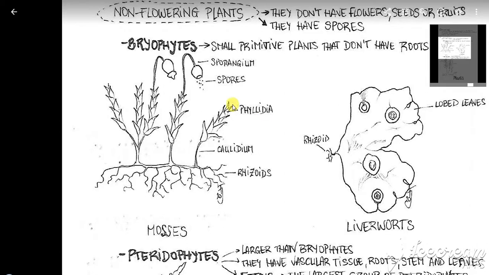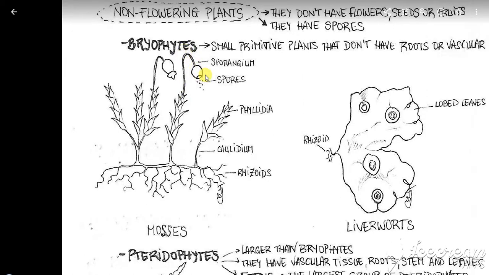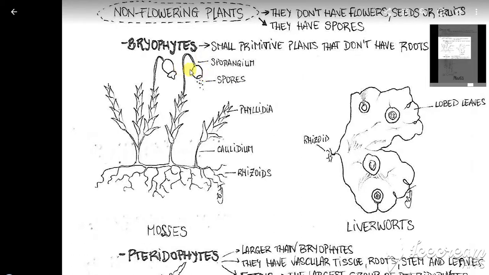In English, phyllidia. The reproductive structures are the sporangium that liberates spores. Okay. El esporangio libera esporas. Es la forma que tienen de reproducirse y esto es un tipo de reproducción asexual.